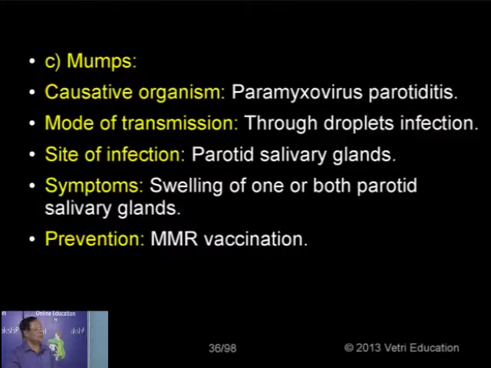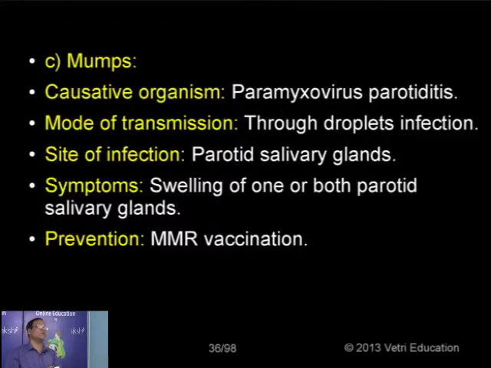Mumps is another very common disease. Sometimes you may see swelling, enlargement of one or more of the cheek regions. This is because of enlargement of the salivary glands. You have 3 pairs of salivary glands in the mouth cavity: one pair is called parotid, another submaxillary, and another sublingual. So in the buccal cavity we have 3 pairs of salivary glands, as already studied in the digestive system. They secrete only saliva.